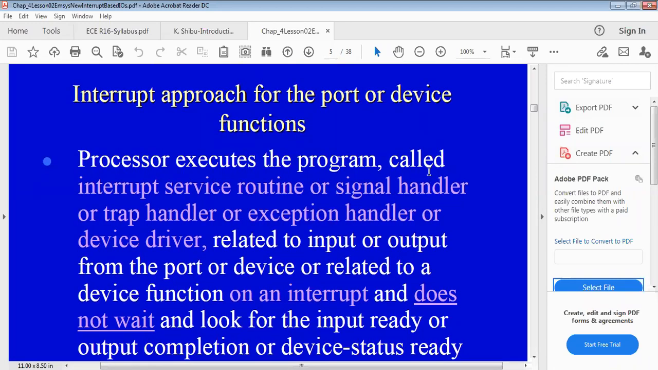Actually, interrupt service routine, what is meant by interrupt service routine? What are the actions performed by the processor? Okay, what actions performed by the processor when interrupt occurs? When interrupt occurs, what actions they performed is called interrupt service routine.